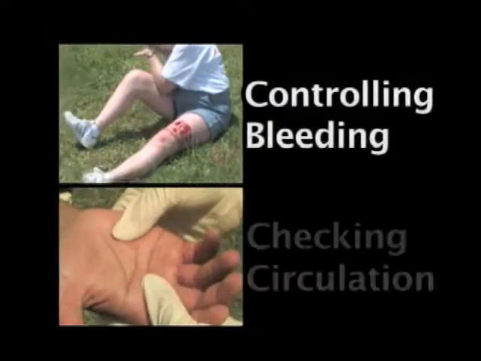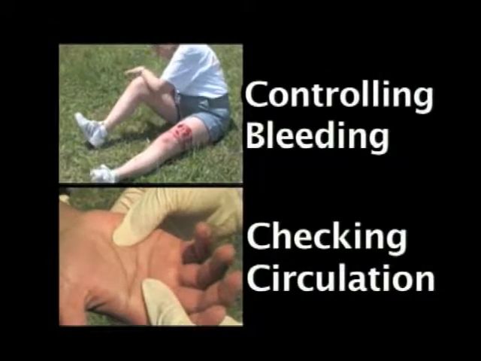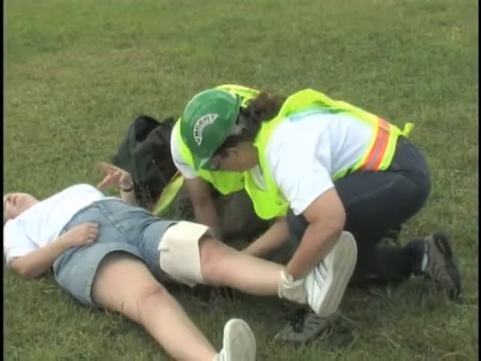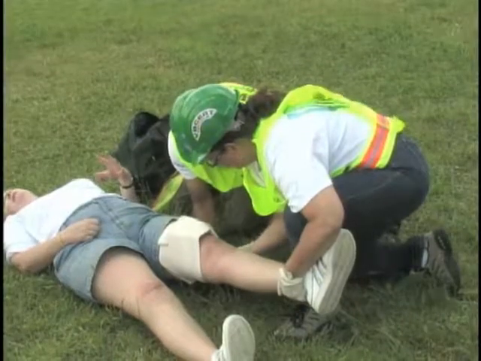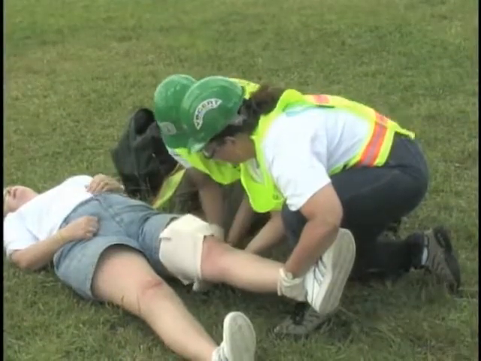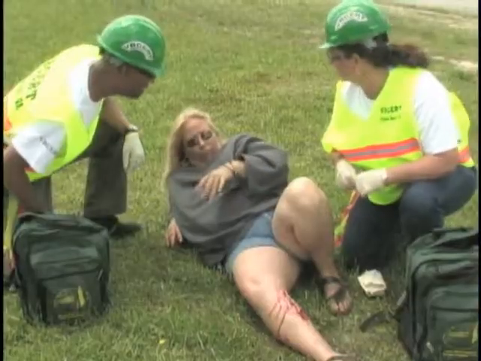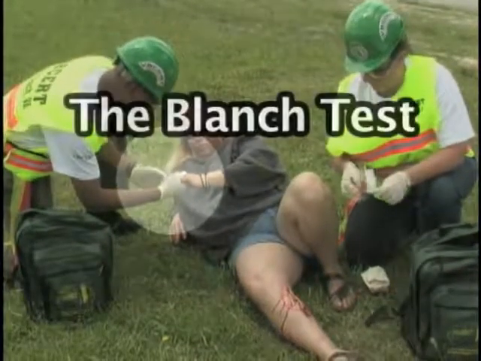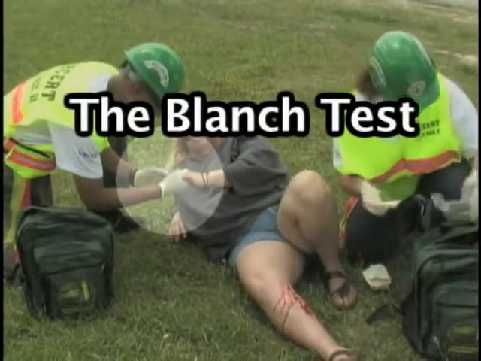This step has 2 parts: controlling bleeding and checking circulation. First, if the victim has severe bleeding, apply direct pressure and elevation to control bleeding. Then tag the victim as I. After controlling bleeding, or if there is no severe bleeding, check circulation using what is known as the Blanche test.